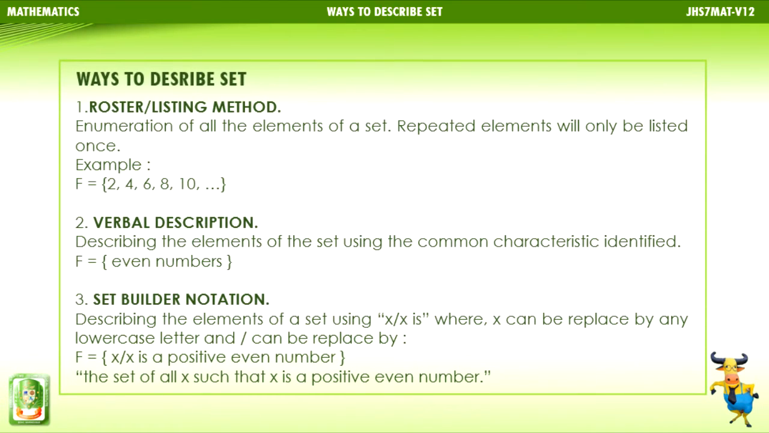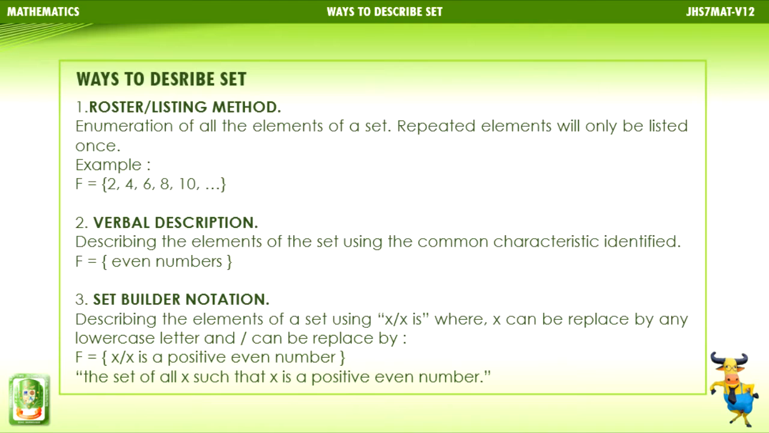Ways to describe a set. We have 3 ways on how we can write or describe a set. First, using the roster or listing method. When using the roster method, you will just enumerate all the elements of a set and separate them using commas. Repeated elements will only be listed once.